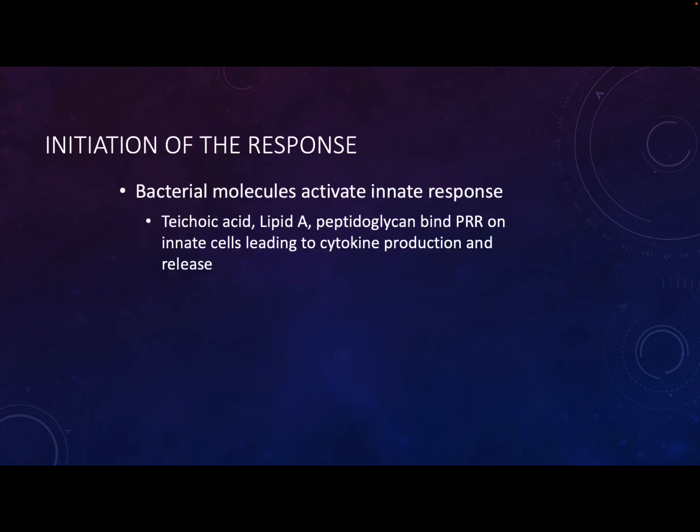And it's mostly started, like we talked about, by PAMPs, pathogen-associated molecular patterns, those things that especially bacteria have that our cells don't. And because our cells don't have them, our cells should recognize them as foreign. Some of those are listed here: teichoic acids, lipid A, which is the endotoxin component of LPS, peptidoglycan. And they bind to receptors called pattern recognition receptors, PRR. So the PAMPs bind to pattern recognition receptors, and that leads to cytokine production and cytokine release.